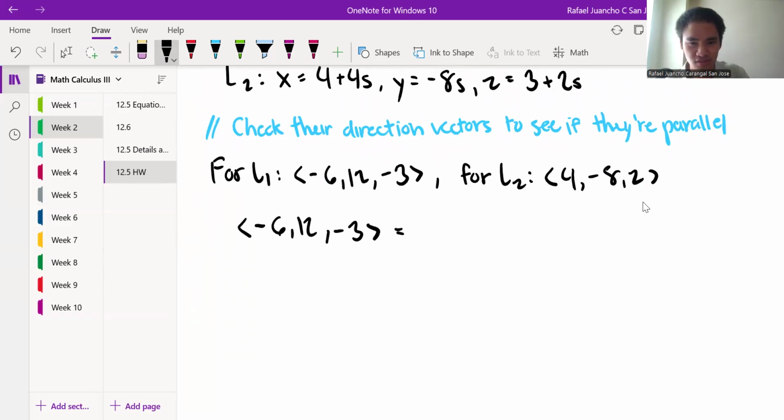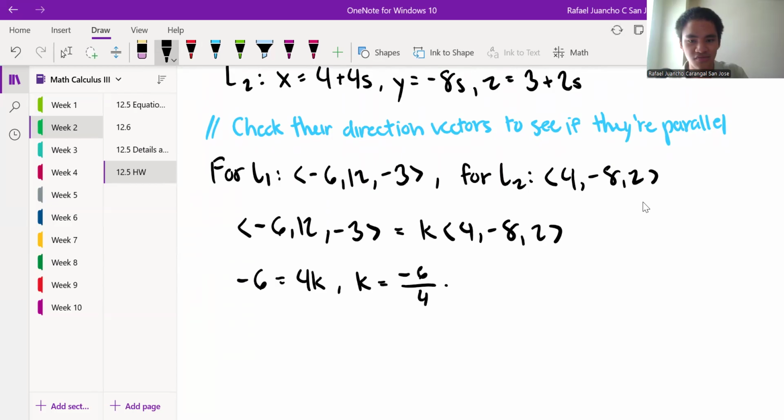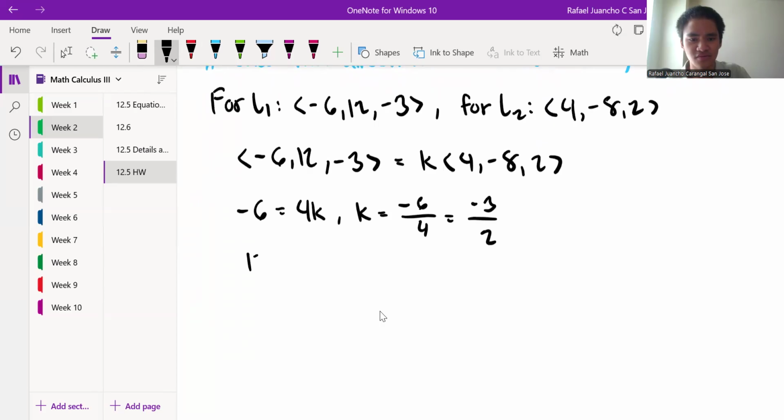So I'm gonna do this. That vector is k times this vector. And our k should be the same for all of them, right? So negative 6 equals 4k. What's this? k is negative 6 over 4. We can simplify this. This is negative 3 over 2. Now we look at 12. 12 is negative 8k. Then we see here that k is 12 over negative 8. Divide that by 4. We get negative 3 over 2. So it is the same for both.